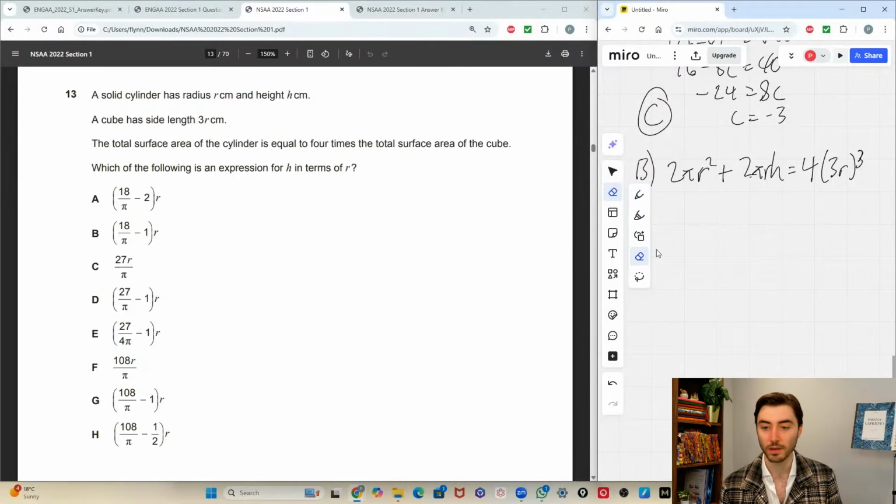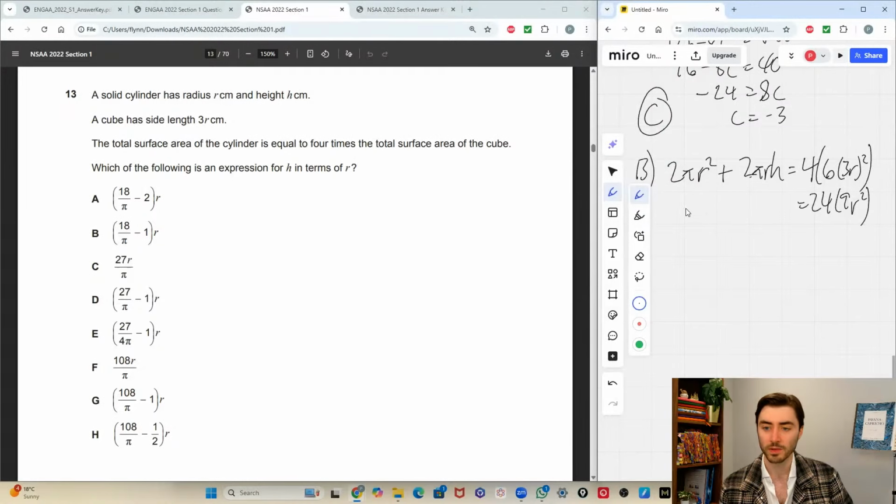Nope, again, that's the volume. Patrick, read the question. Right, so surface area of the cube, third time's the charm. So that's 6 times 3r squared. Okay, there we go. So that's 24 into 9r squared.